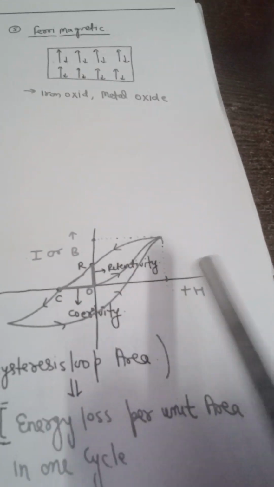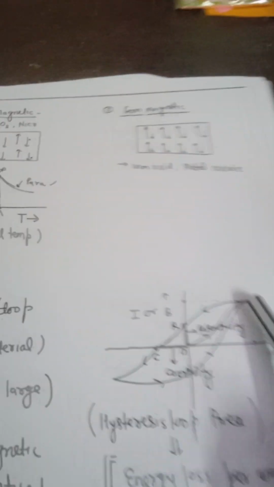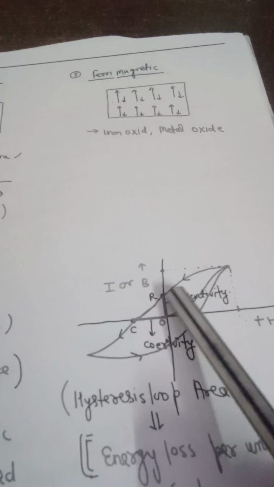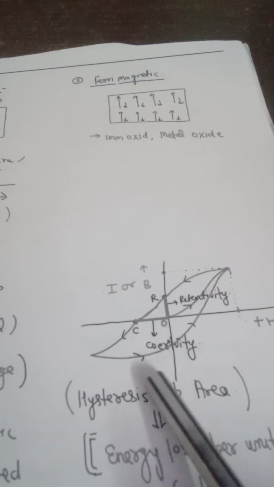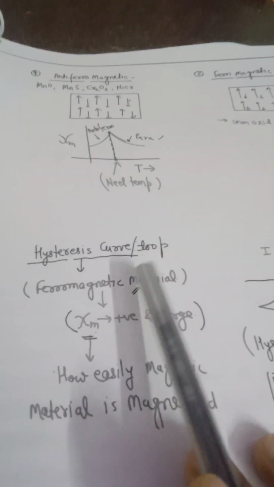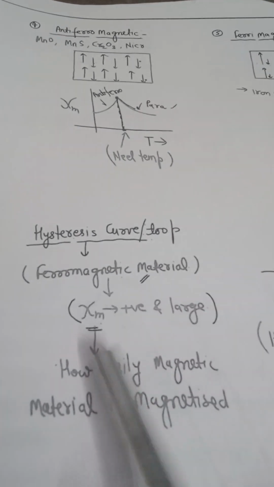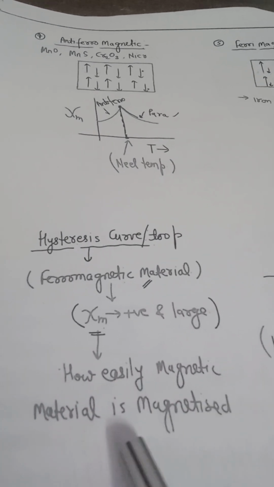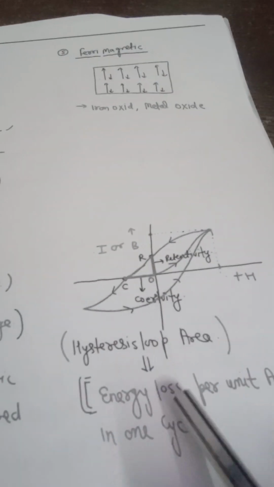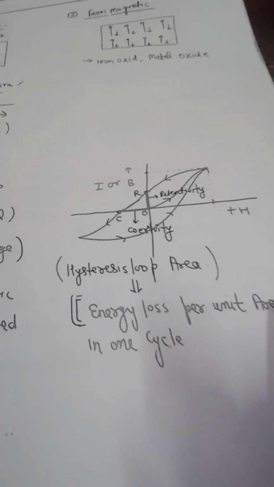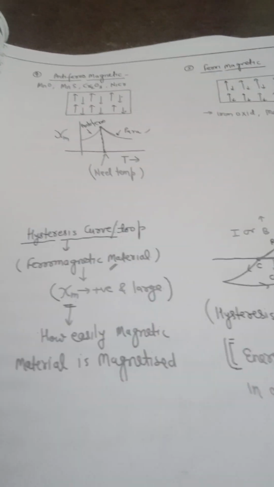Now we will move to the hysteresis curve and loop. So you can watch the curve. This is between B and H, and you can see this graph. This is retentivity and this is coercivity. Then it is a hysteresis loop and curve. This is for ferromagnetic material, where chi_m is positive and large. It shows how easily a magnetic material is magnetized. The hysteresis loop area is the energy loss per unit volume in one cycle.